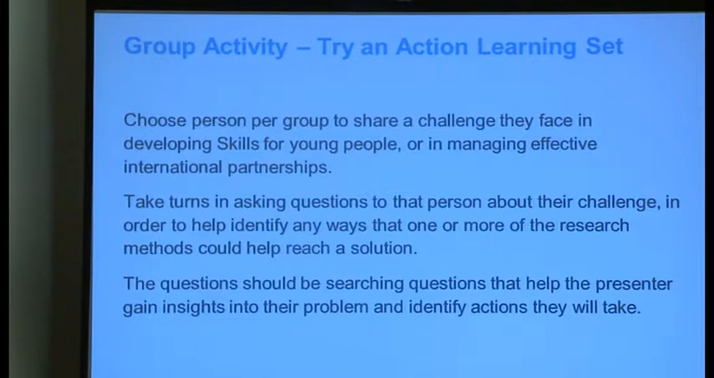But we want you to choose one person to share a challenge that you face, and that could either be if you're currently in an international skills partnership and you want to share a challenge with that partnership, or it might be a more general challenge that you're facing in the work that you're doing in your day-to-day lives. As I say, because this is about a kind of personal experience, it should be a challenge that you personally are facing, something that keeps you awake at night worrying about how you're going to do your job.